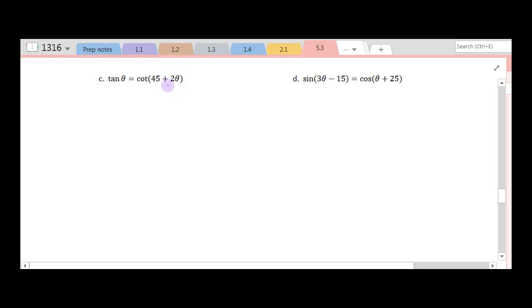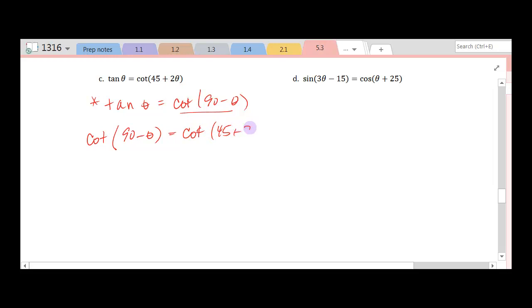So I'm going to write the left-hand side using the cofunction identity that says tan theta is cotangent of 90 minus theta. So I'm going to rewrite the left-hand side using this portion of the identity. So cotangent of 90 minus theta is equal to the right-hand side, which was already cotangent 45 plus 2 theta. And now we just pull out the two angles and set them equal to each other. 90 minus theta is 45 plus 2 theta.